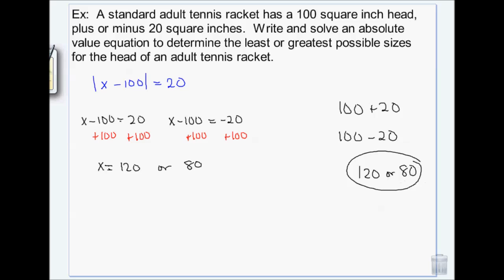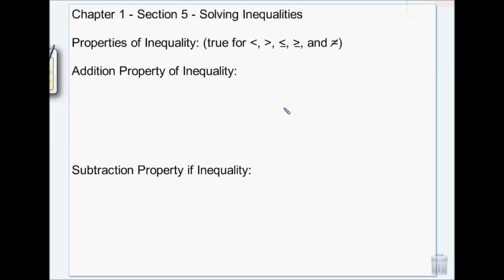All right, so solving inequalities. I'm going to give you the properties. It's true for less than, greater than, less than or equal to, greater than or equal to, and also not equal to. This little symbol here means not equal. So you can say things like 2 is not equal to 3.